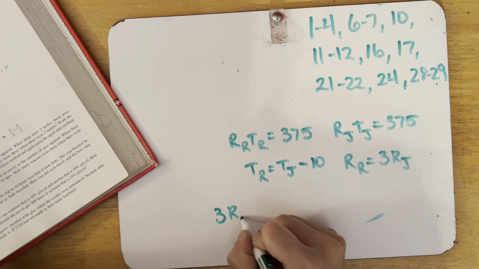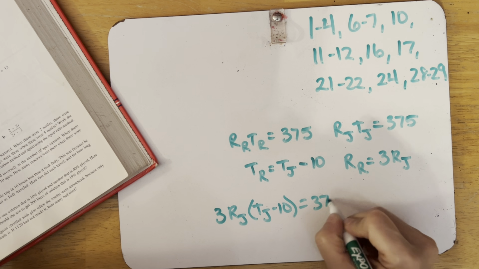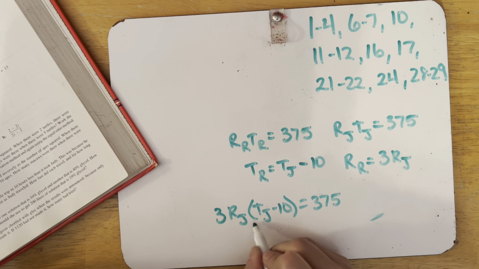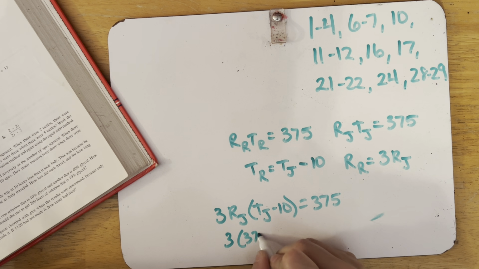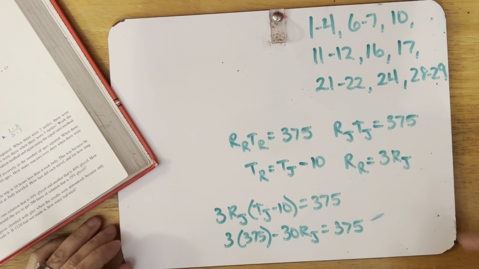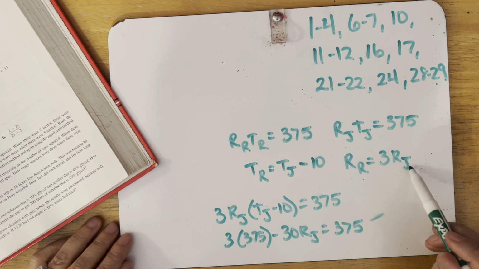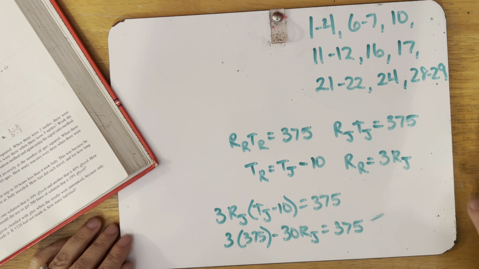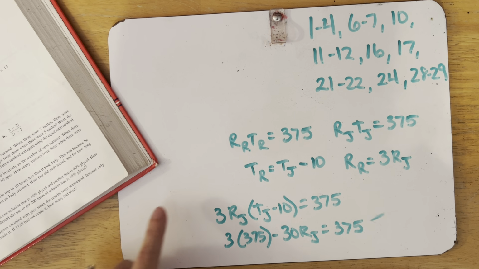So 3RJ times (TJ minus 10) equals 375. So that means 3RJTJ, which RJTJ equals 375. So 3 times 375 minus 30RJ equals 375. Make sure I'm not cutting off. Okay, you need to do the math of this, solve for RJ, plug it in. I'd probably plug it into here, solve for RR, then just start plugging things in so that, let's see, how far did each travel and for how long? So they are wanting you to solve for all of the things.